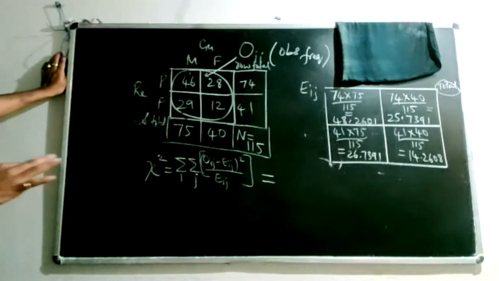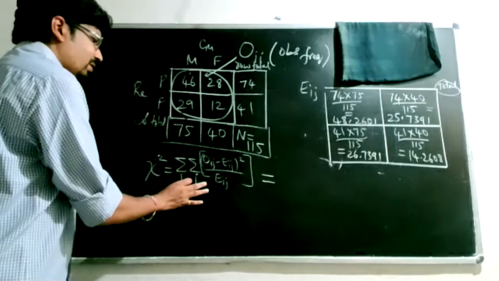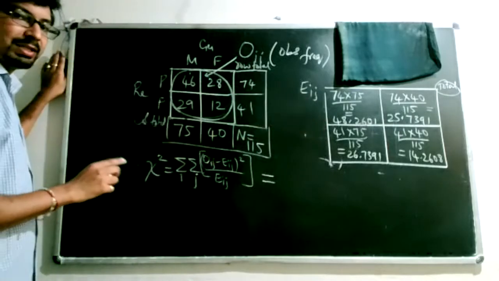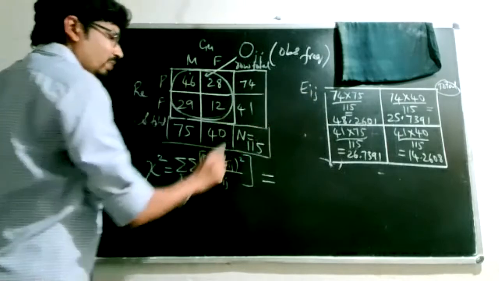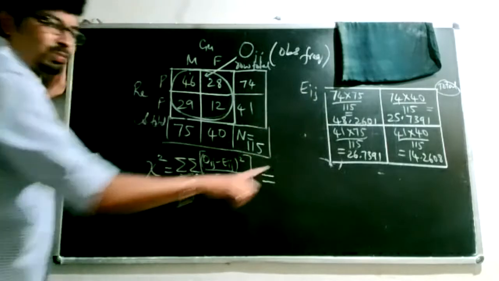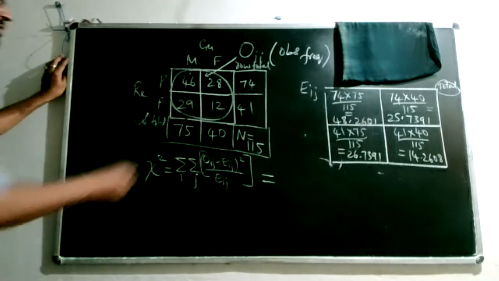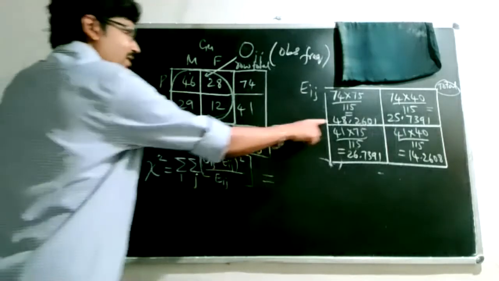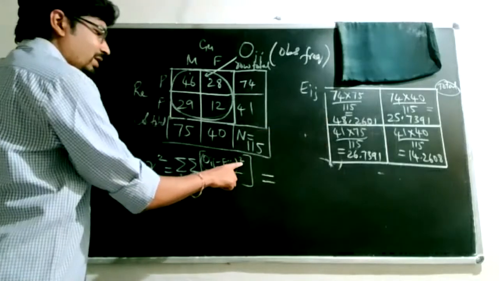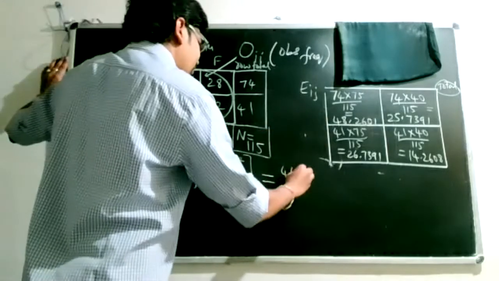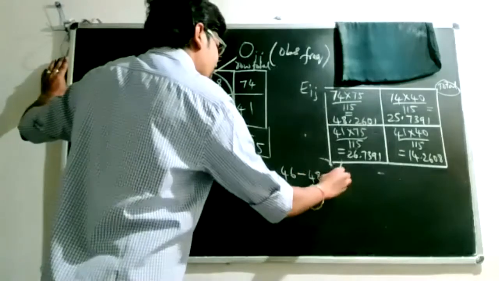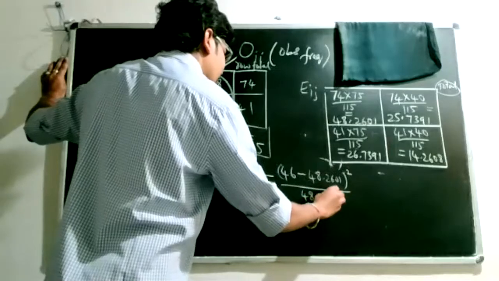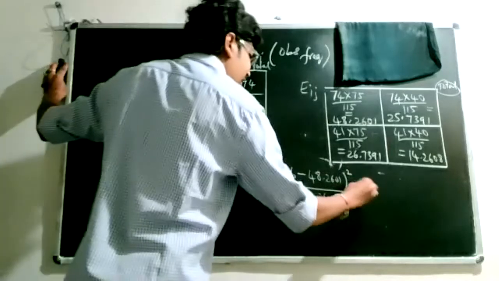Now, don't worry about this. Whatever the number of OIJs you have, you get the same number of EIJs. Now pick every OIJ with the respective EIJ, substitute that here, put a plus mark and compute the value. So first OIJ is 46. According to the formula, next I'll have minus its EIJ, 48. Then I have to take the difference, take the square, divide by EIJ. So the first value is 46 minus 48.2601 whole square divided by EIJ, which is 48.2601. So the summation indicates plus.